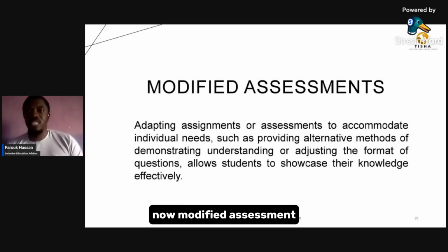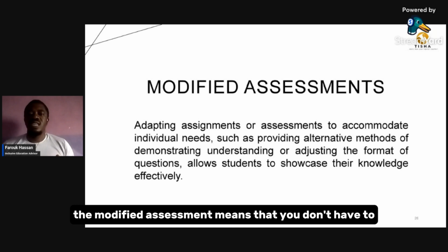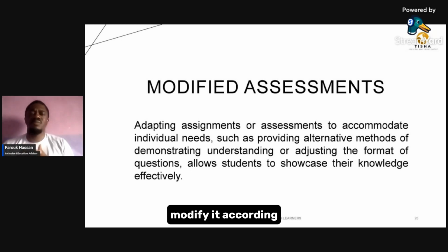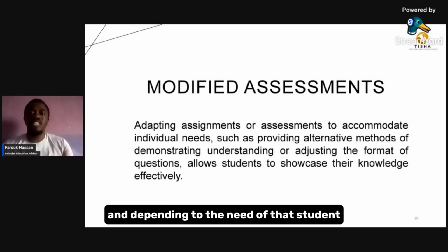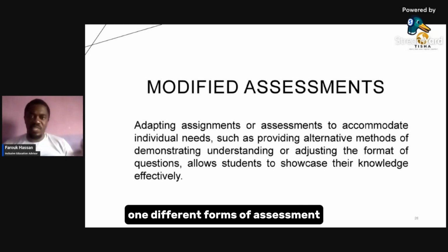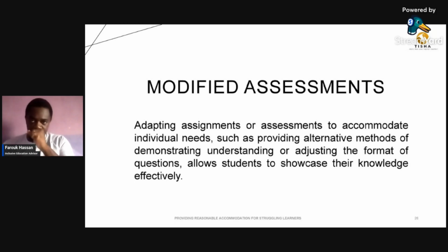Now, modified assessment. I also mentioned this earlier on when I was talking about flexible assessment methods. Modified assessment means that you don't have to use a specific form of assessment all the time. Modify it depending on the need of that student. They can be verbal assessments, written assessments as well. It can be project assessment, it can be presentation. It doesn't have to be a specific one. Different forms of assessment, modified according to the need of that student.